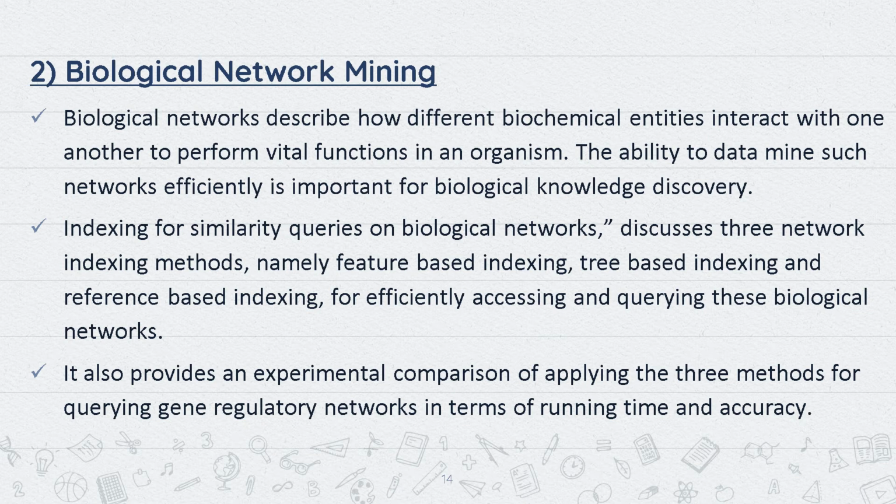Indexing for similarity queries on biological networks discusses three network indexing methods, namely feature-based indexing, tree-based indexing, and reference-based indexing, for efficiently accessing and querying these biological networks. It also provides an experimental comparison of applying the three methods for querying gene regulatory networks in terms of running time and accuracy.